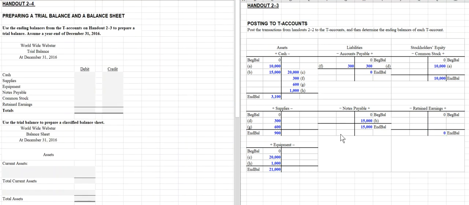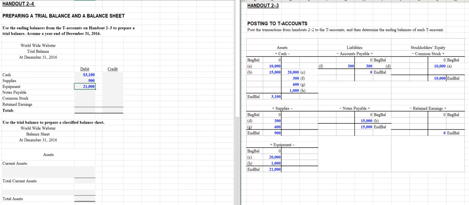After we've posted our journal entries to our T accounts, which show both the debit and credit sides of all the transactions that happened in a particular period, we're going to want to prepare a trial balance, which will show us just the ending balance in all of our accounts. So let's begin. We have a $3,100 debit balance in cash. So we pick up cash. We have $900 in supplies. We have $21,000 in equipment.